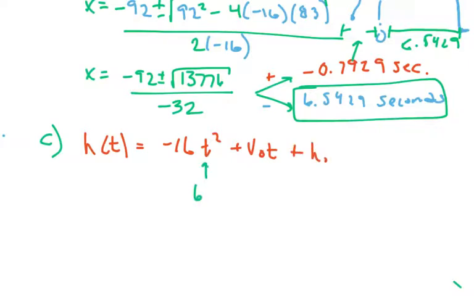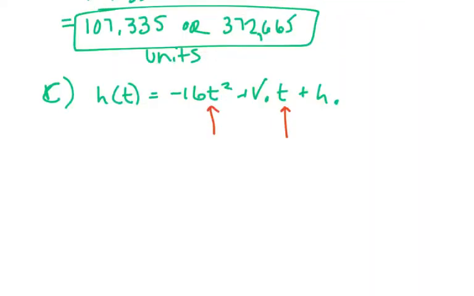And so the t we just got of 6.5429 is going to go in here. And then the height, because we are looking for the velocity when it hits the ground, we're not going to put in this initial velocity because we don't actually want that. We want the ending velocity. So this is what we try to find.